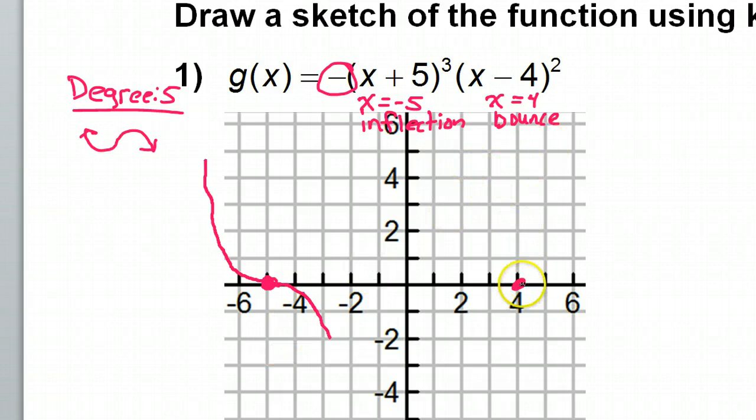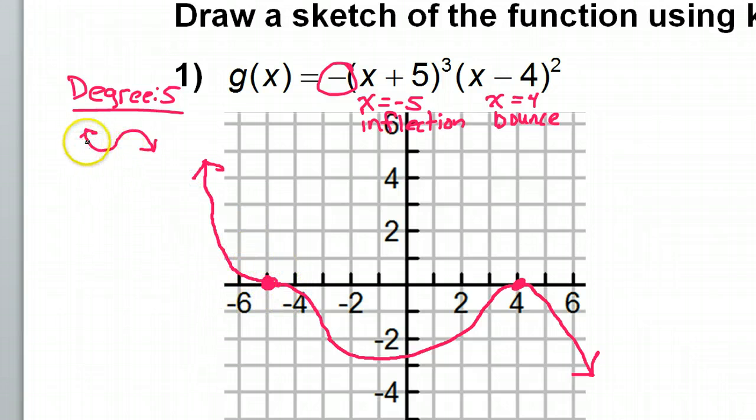Alright, my only other x-intercept is here, so I need to get around there in time to do a bounce when I get there though. So that means I need to curve back a little early so that when I get there I can do a bounce. So if I do a bounce, that means I'm going to wind up going back the way I came. Now double check your end behavior.